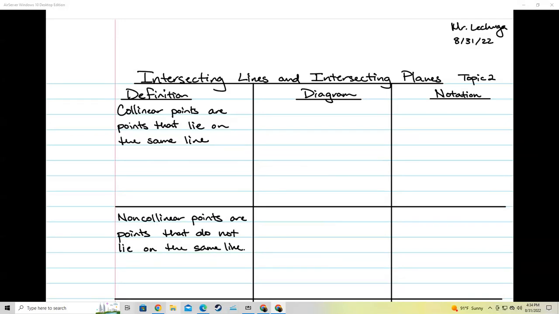So it says definition: collinear points are points that lie on the same line. In order for us to show that, I'm going to go ahead and draw a line like this. And I'm going to go ahead and draw points A, B, and C. And I want you to notice that points A, B, and C are in fact all on the same line. And so I can go ahead and say that it is collinear. So on the right hand side, I'm going to write points A, B, and C are collinear.